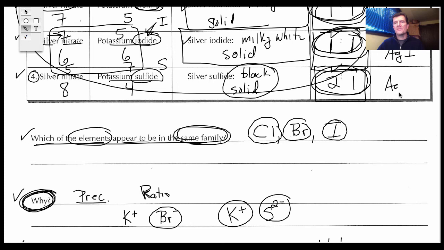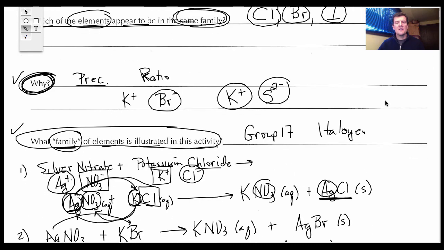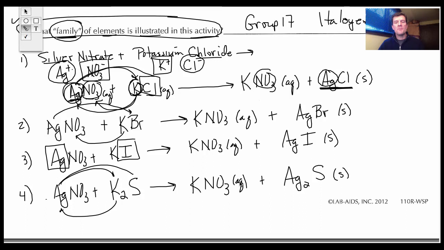This is going to be silver sulfide, Ag2S. Now, we have to balance this one because we don't have the same number of silvers on both sides. You have 1 over here on the left, 2 on the right. So I got to put a 2 in front of that.